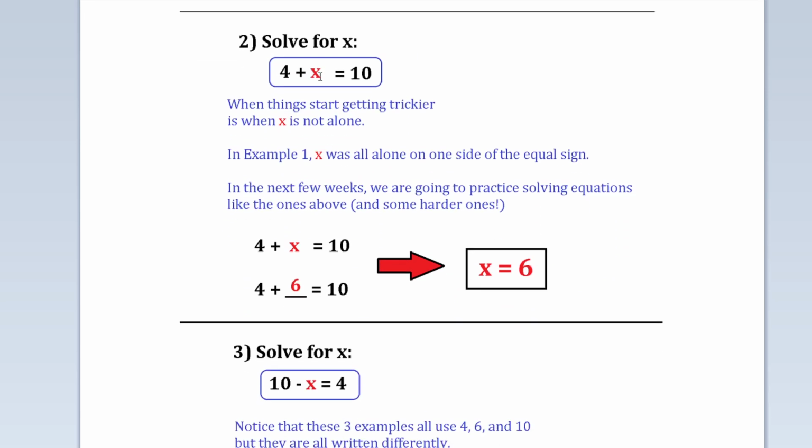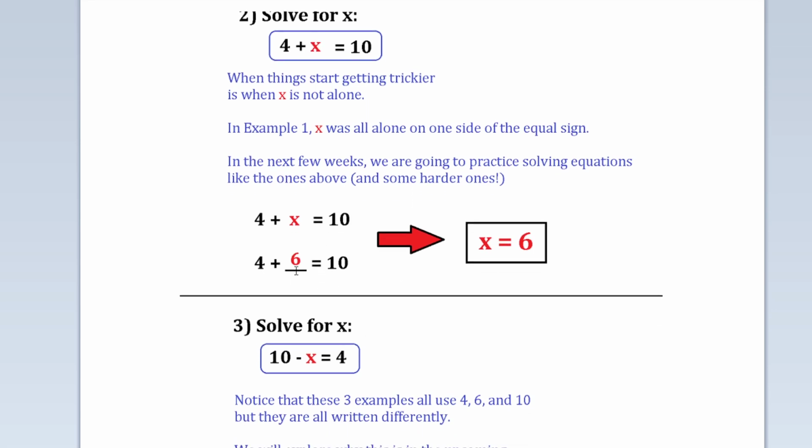For number 2 here, now x is not by itself. Right? Now we have 4 plus x over here on the left. We have it equal to 10. Well, in this case, 4 plus some missing number, some question mark, is equal to 10. Well, if you know your addition, you should know that 4 plus 6 is equal to 10. So in this case, instead of a blank, we would use an x. X would be equal to 6 in this case.